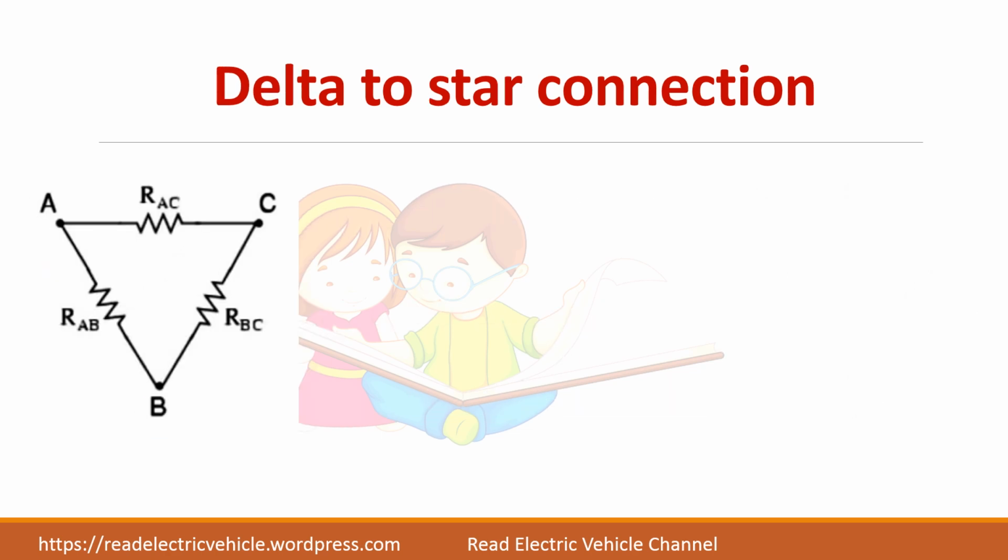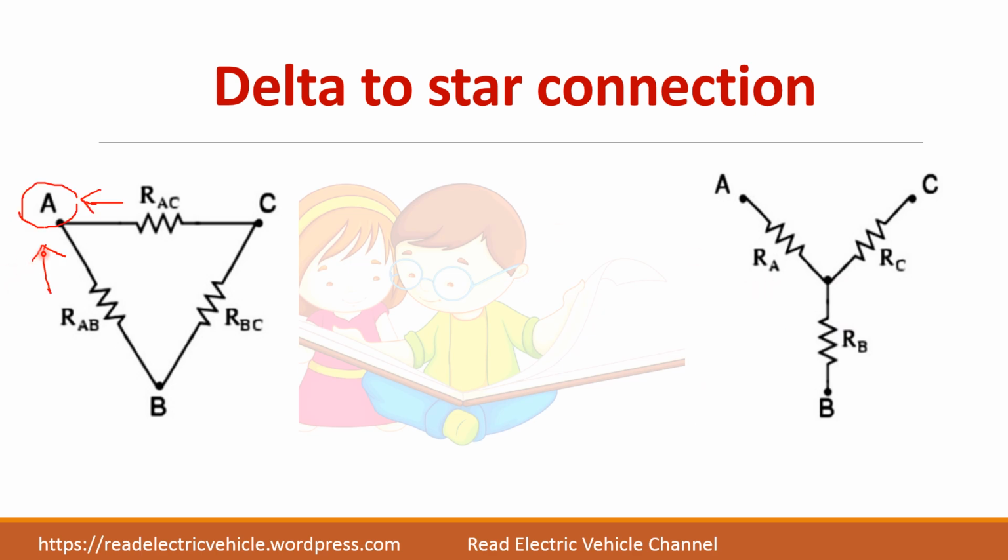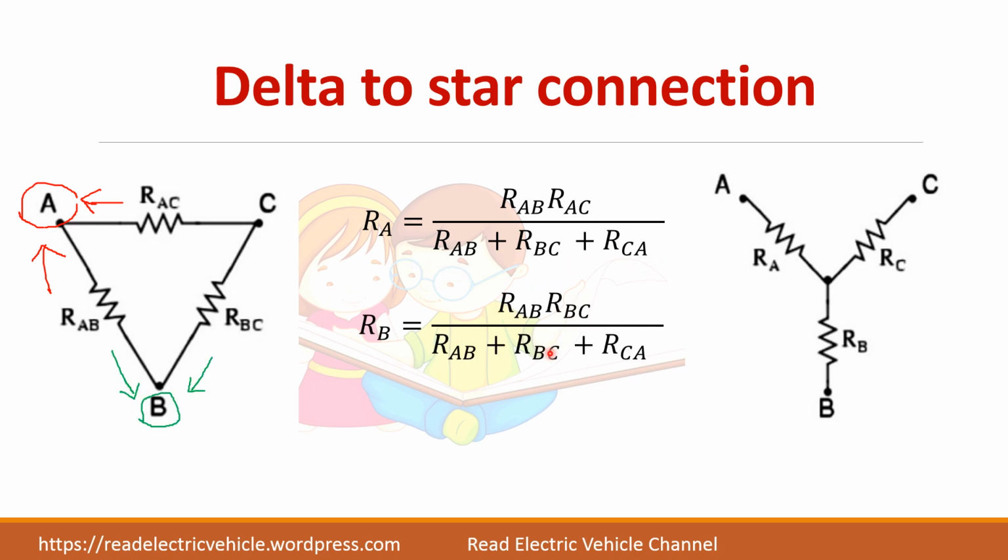Now we want to convert delta to star network. So this is delta network. We want this network. So you have to find RA. Suppose if you want to find RA, what you can do is take this terminal A. So what are the adjacent terms? RAB and RAC. So RAB, RAC divided by sum of the resistance. You remember one thing, when you are converting delta to star, denominator will be same in all the three cases.